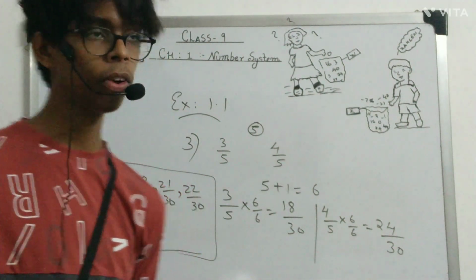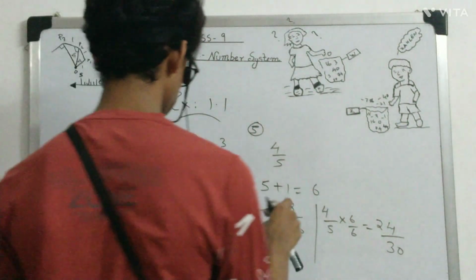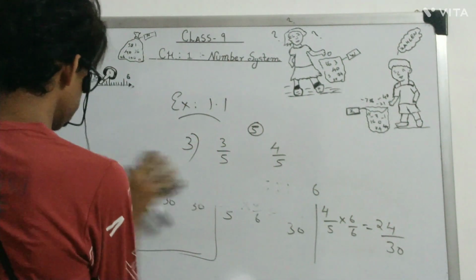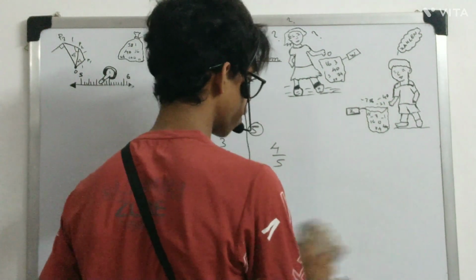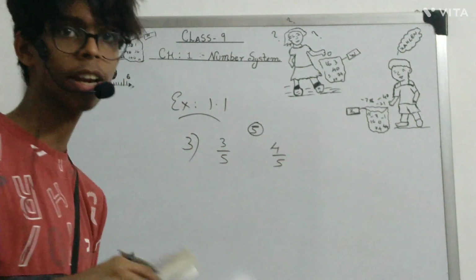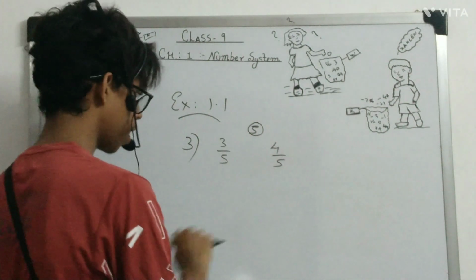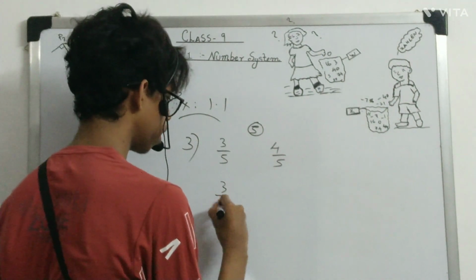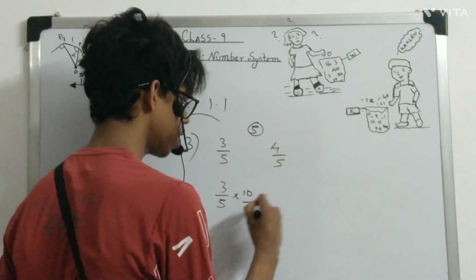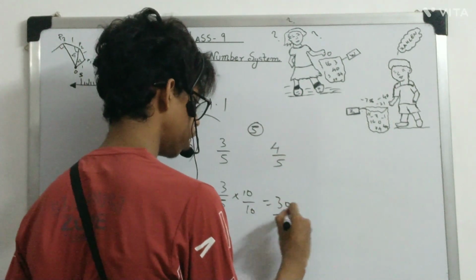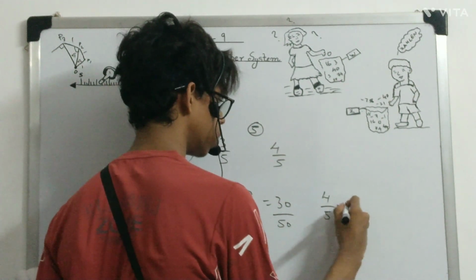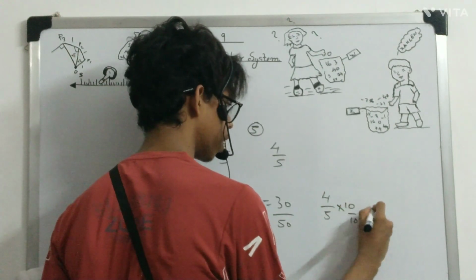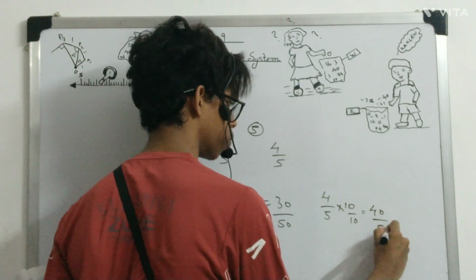Okay. So now let us see the other method. Now for the other method, what we have to do is multiply and divide it with 10. So I am having 3 by 5 into 10 by 10, which is equal to 30 by 50. Here also 4 by 5 into 10 by 10, which we will get as 40 by 50.